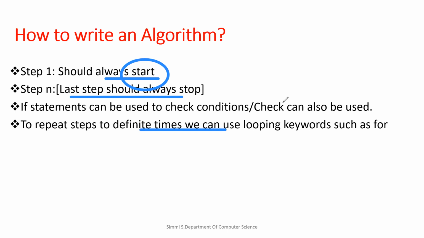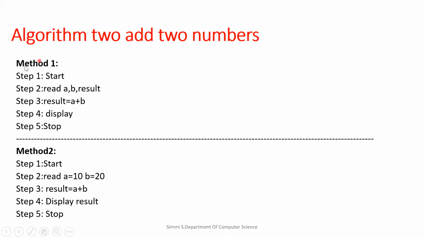The next one is some examples of how to write an algorithm. So these are some examples for writing an algorithm. As we said, the first step is start and the last step is stop.